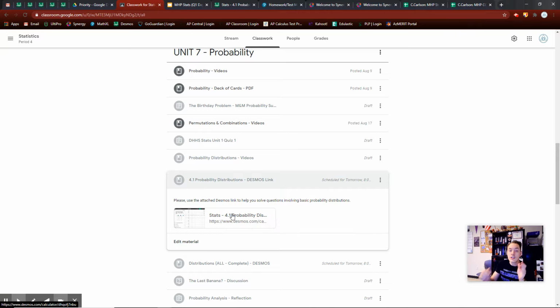You need to use this Desmos link to do your homework. I don't know how I can be clearer. You cannot do your homework without this link. You will not pass this homework assignment, and you are going to be extremely frustrated and confused if you do not pass. You won't pass if you don't use this link. So you need to use this link so you pass, so you're not confused.